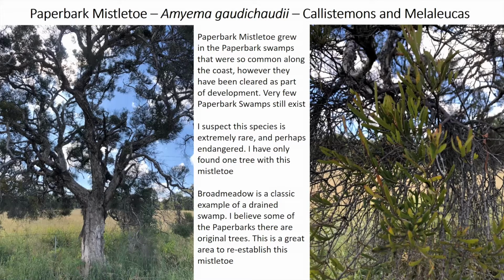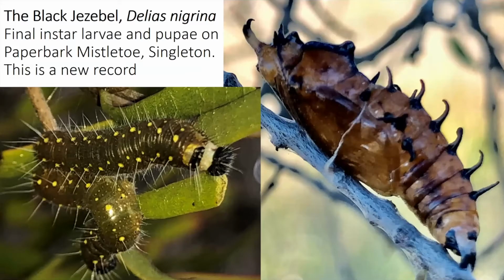Now, on the paperbark mistletoe, this is the black Jezebel butterfly's larvae, the caterpillars, and a pupae on the right. And I've recorded that, which was the first time they've been found on the paperbark mistletoe. Probably not because it's rare, but because the mistletoe is rare and people just don't find it.